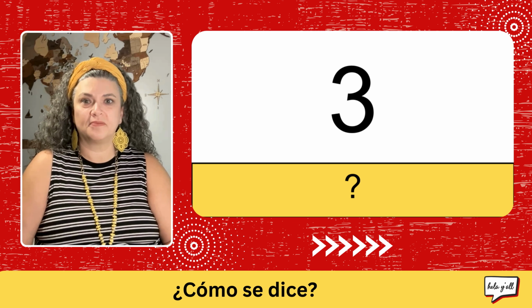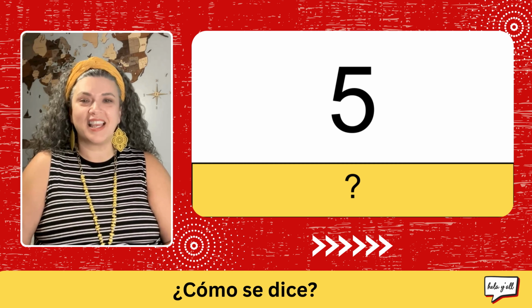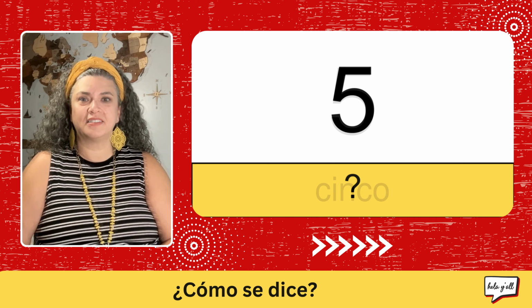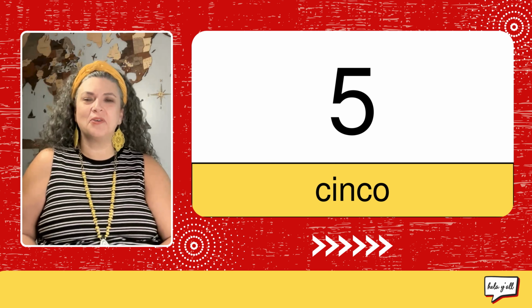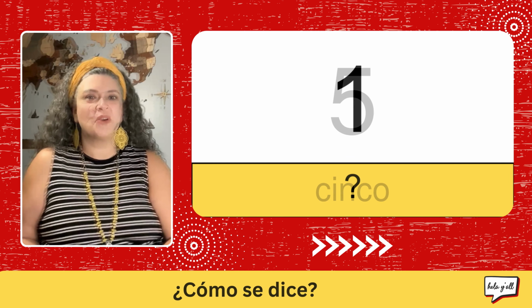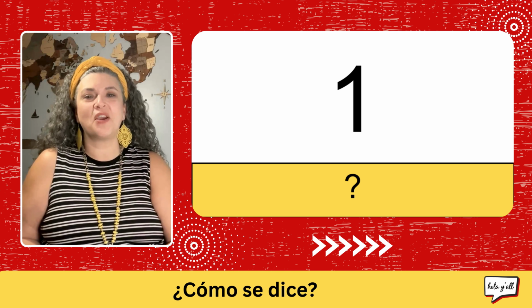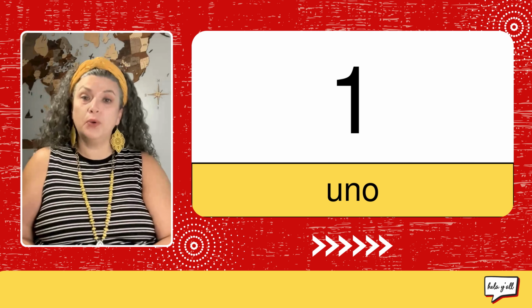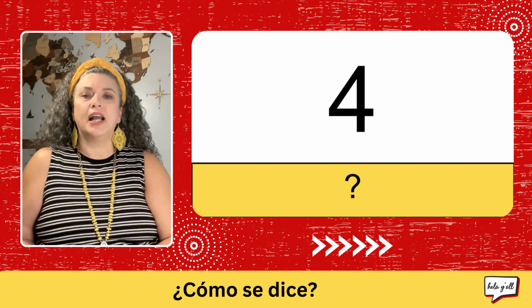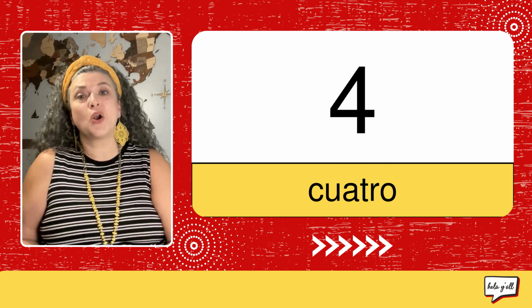Tres. Very good. ¿Cómo se dice five en español? Cinco. Buen trabajo. Good job. All right. Let's see what you can do. ¿Cómo se dice one? Yes. Uno. All right. ¿Cómo se dice four? Yes, that is cuatro.